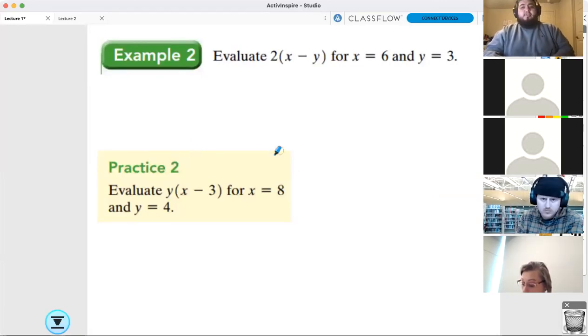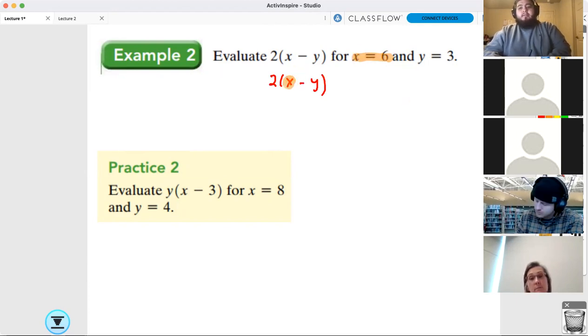So evaluate 2 parentheses x minus y for x equals 6 and y equals 3. So now they're telling us what x is equal to, right? And then they're telling us what y is equal to. So we're going to use our algebra skills to substitute and simplify. So we get 2 parentheses 6 minus 3.